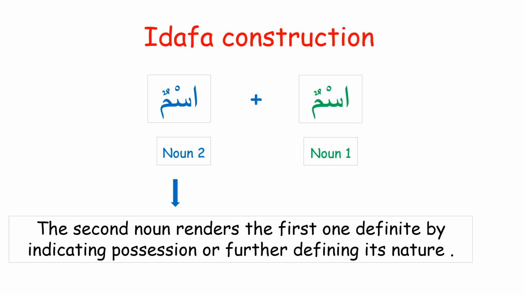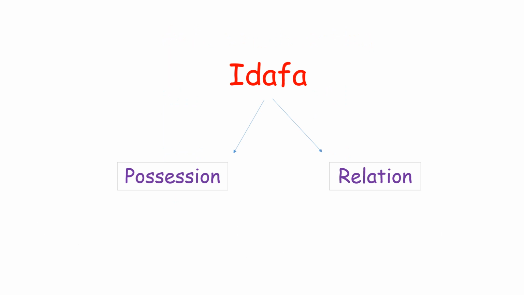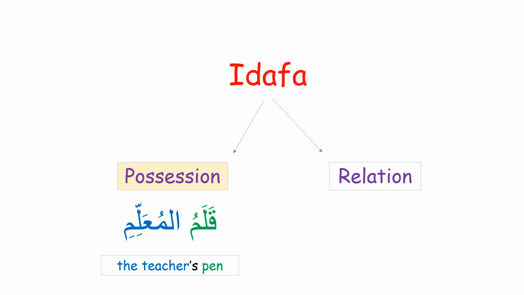So إضافة consists of forming a noun phrase by putting one noun after another so that the second indicates possession or further defines the nature of the first one, thus rendering it definite. To put it differently, we are transforming an indefinite noun into a definite one, either by identifying its owner or by further defining its nature. So we have two options when it comes to إضافة. However, we will limit ourselves to the first option during this series, which means that we will only try to get down pat the إضافة construction that expresses possession, such as قلم المعلم.